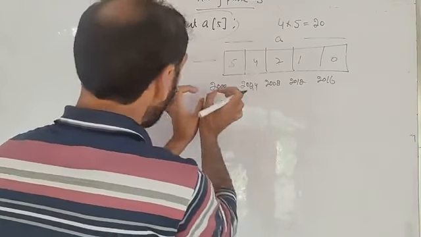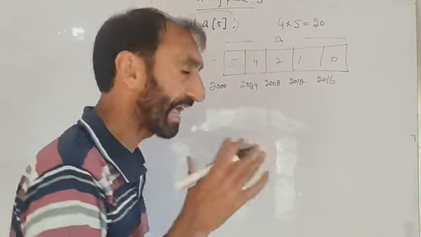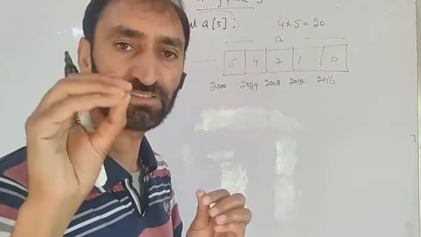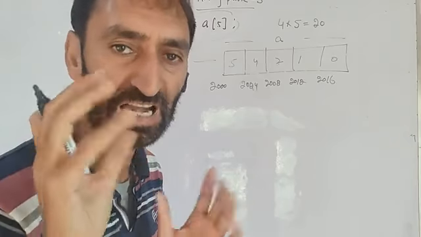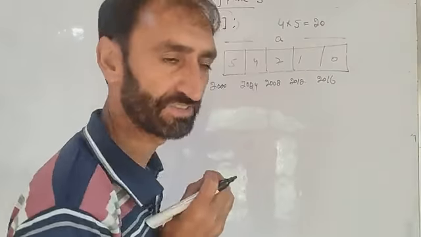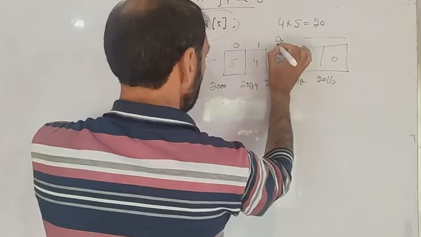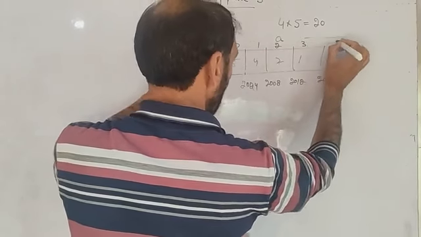One question: how can I access the elements of an array? Remember, we can access the elements of an array through their addresses. Actually, yes, through their indexes. Every array has indexes: index 0, 1, 2, 3, 4.